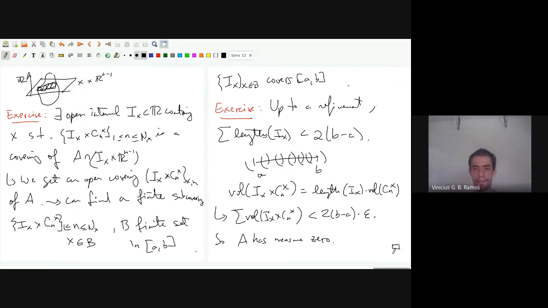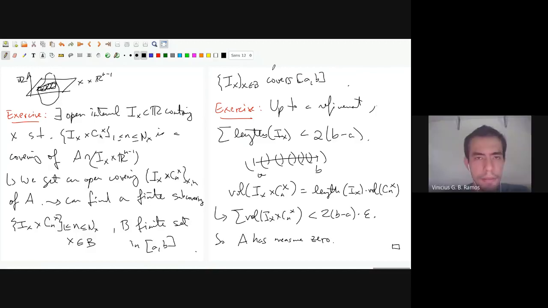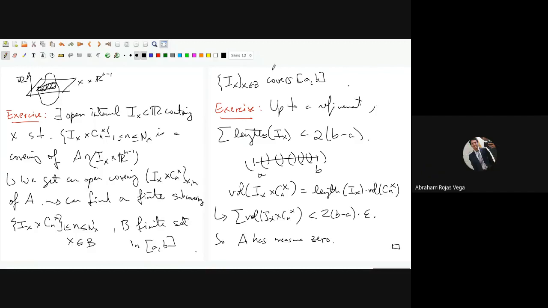Okay. Any questions about this? Hello. Hi. I have noticed a detail. Yeah. Can you go to the end of the proof of the second step?